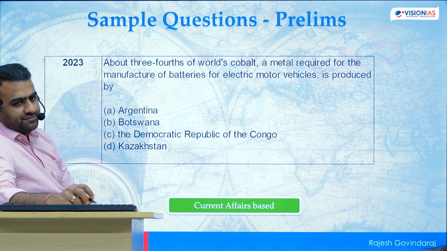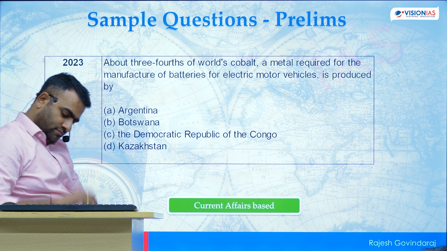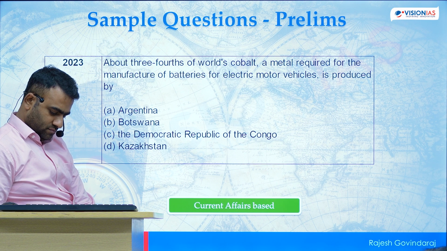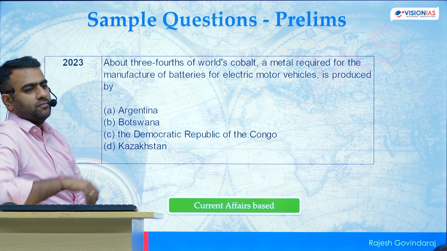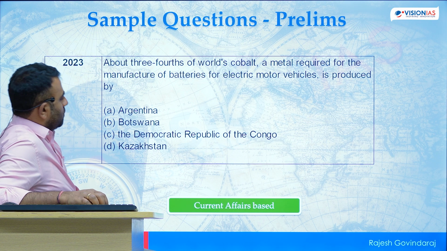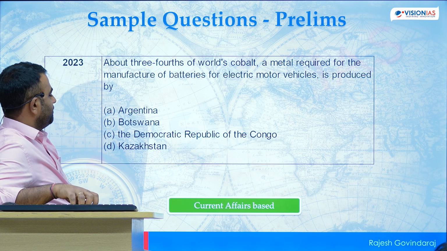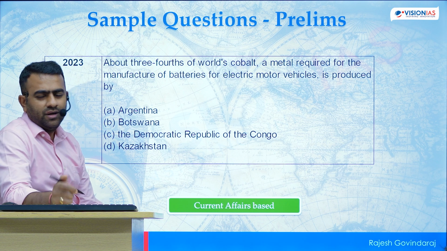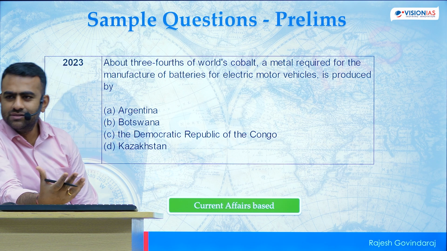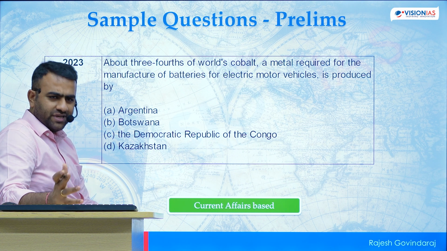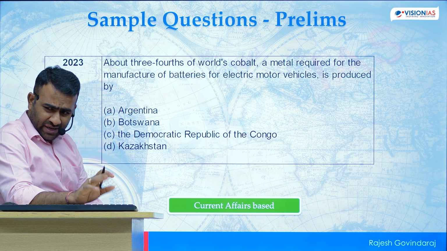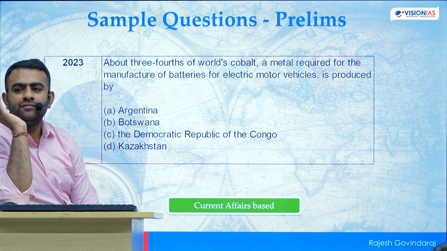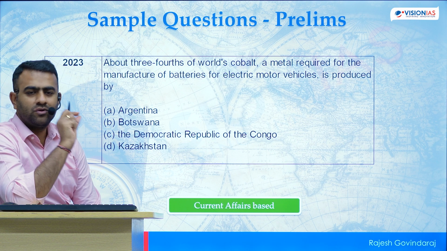This is current affairs. Three-fourths of the world's cobalt is produced by DRC, Democratic Republic of Congo. It has been in the news for the last 2-3 years because of high demand for cobalt in electric vehicles and batteries. Most of it comes from DRC, and there are huge issues in mining, environmental issues, all of these are there. You would have studied about various types of resources in the world, but here the question has come about cobalt because it was in the news.